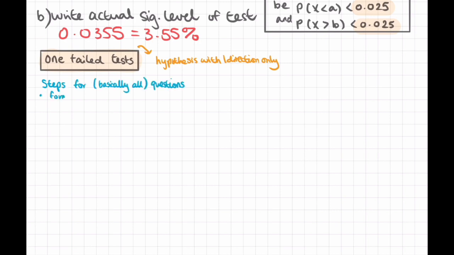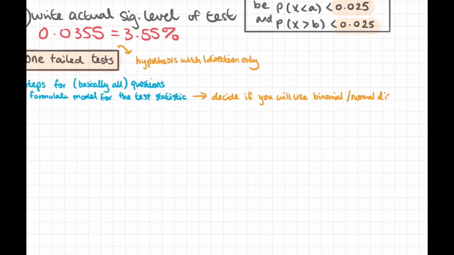So first of all, you formulate a model for the test statistic. And basically what this means is decide if you will use binomial or normal distribution. If you're in year 12, then you haven't learnt this yet, but you will.